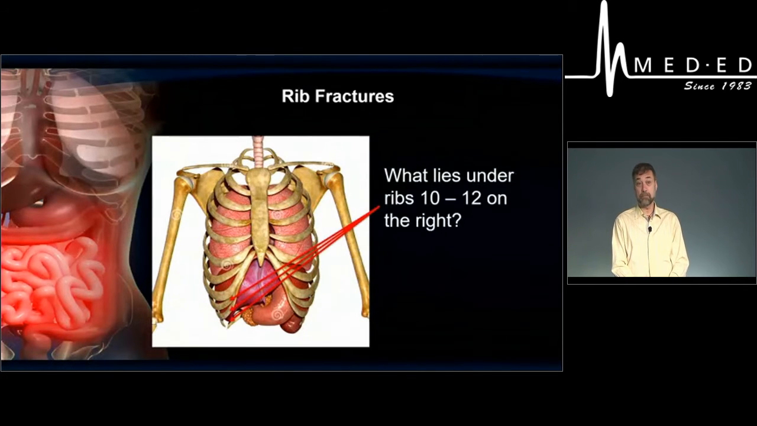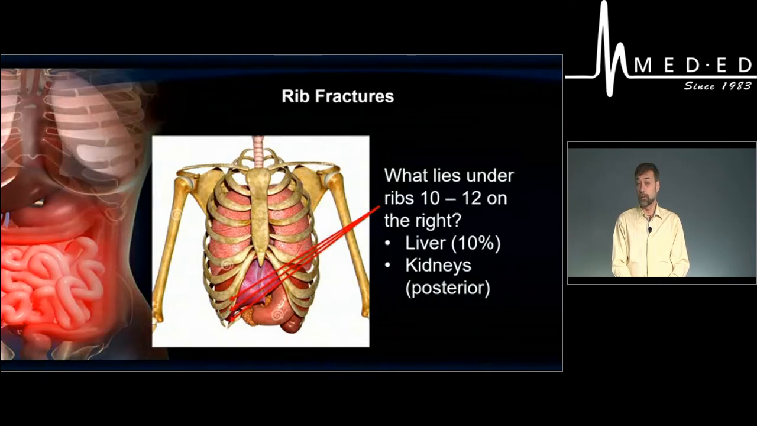Now let's keep moving down. How about ribs 10 through 12? But let's look specifically at the right. So 10 through 12 on the right, those rib fractures would be associated with? Pretty obvious here, right? Liver trauma. But remember, you can also break your ribs in the back. So if you broke ribs 10 through 12 in the back, then what injury would you suspect? The kidneys, right? The kidneys lie right under ribs 11 and 12. So if you have posterior rib fractures, your patient can also have kidney injury.